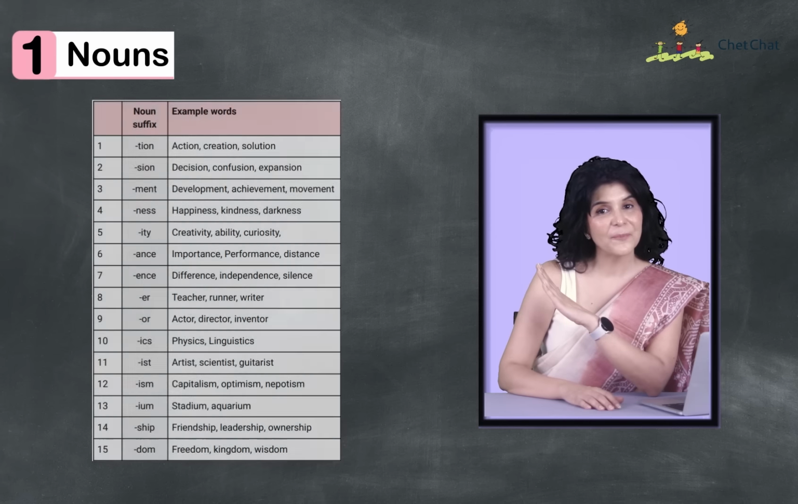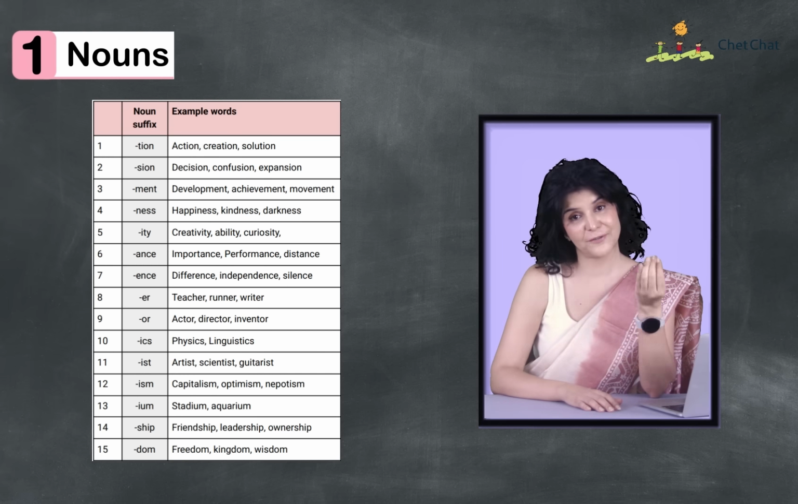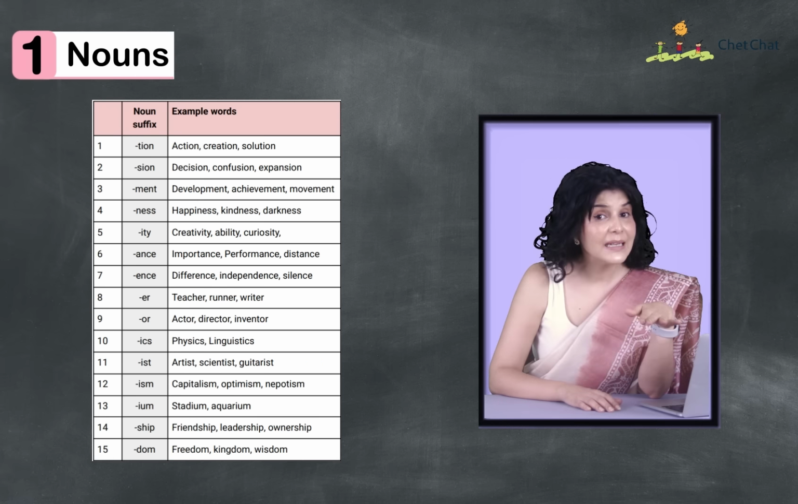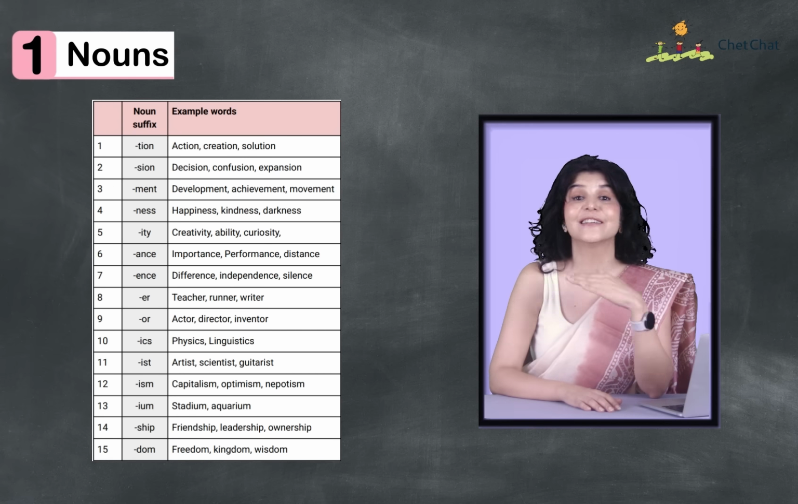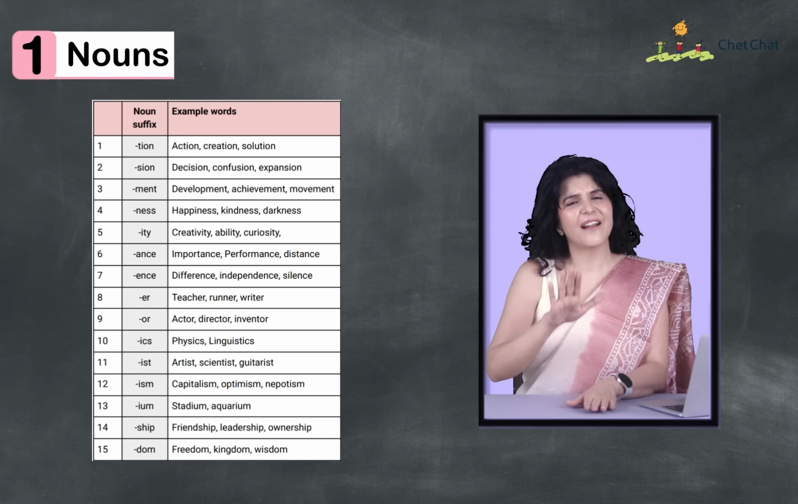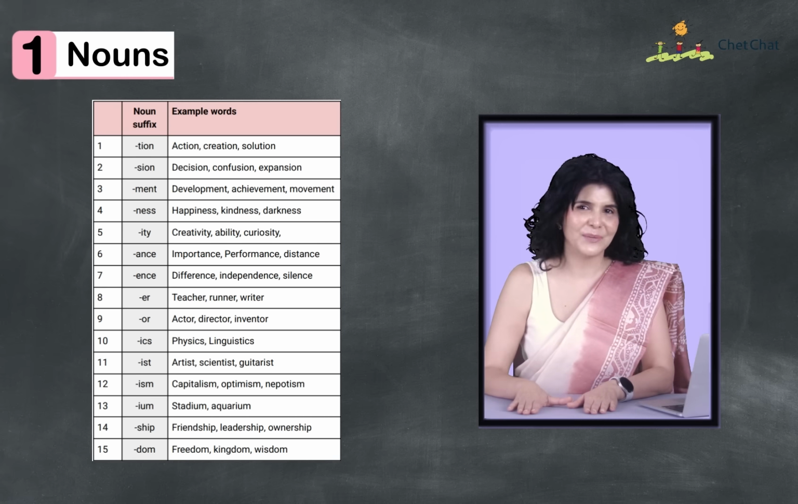So here's a table. This is on your screen. This is going to help you. There are about 30 noun suffixes with example words. This is a complete list. You will not find it in any book or video. But in English, there are always exceptions. So don't go blindly with these suffixes.